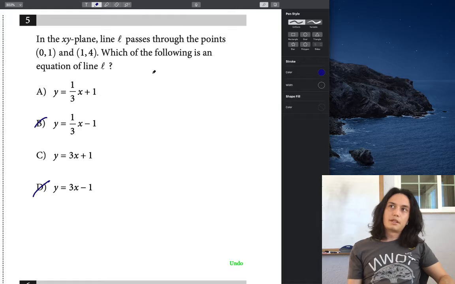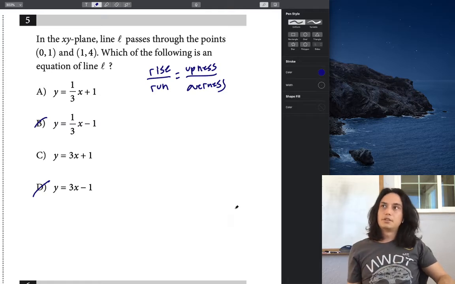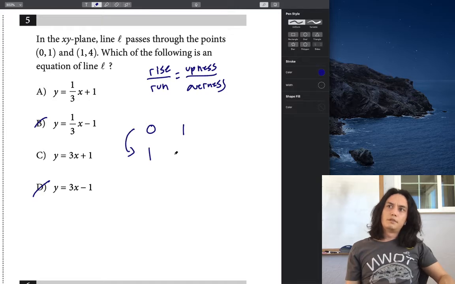Well, slope is rise over run. That's upness versus overness. Upness over overness. How far does it go up for every one thing it moves over? So we can just think about the point (0, 1). How much is it going to go up? Maybe I'll do it like this. We're going to start from (0, 1), and we're going to end up at (1, 4).